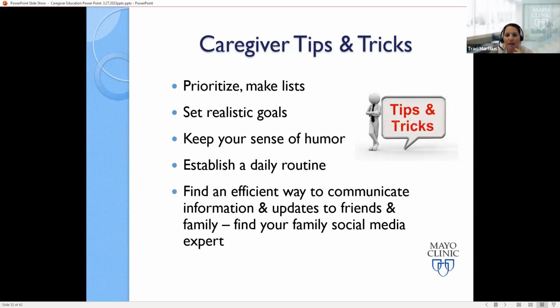Finding an efficient way to communicate information and updates to friends and family. Sometimes caregivers have said they become very focused, obviously, on learning everything. And then people reach out because they love the patient and they want to know what's going on. And it can become a lot to update everyone. So sometimes people will identify two family members who are then responsible to disseminate the information. They use Caring Bridge. There are social media sites like Facebook. There are other avenues to do that with.